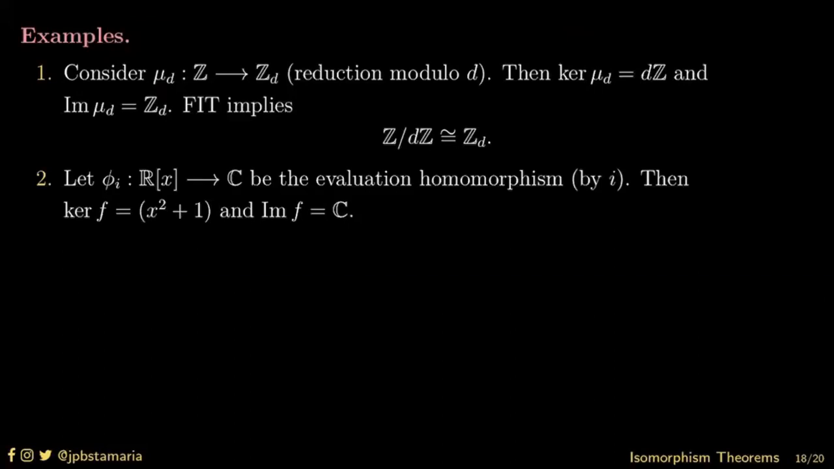So when you're using the evaluation homomorphism, phi, naalala nyo, ang kernel nito is the ideal generated by x squared plus 1. At ang image niya ay si C. The theorem now implies that when you take the quotient ring of R[x] modulo the ideal generated by x squared plus 1, it's going to be isomorphic to what? To C.